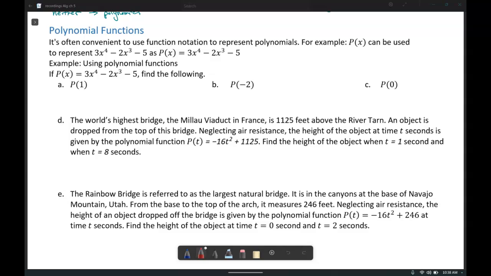Let's take a look at some polynomial functions and review our function notation. Often it's convenient to use function notation to represent polynomials, and we will be doing it a lot from here on out. Recall that p of x can be used to represent an expression. Here we can have p of x represent the polynomial 3x to the fourth minus 2x to the third minus 5, giving us our function notation, representing the equation given. Remember that x just stands for the input value, and p of x is our output.